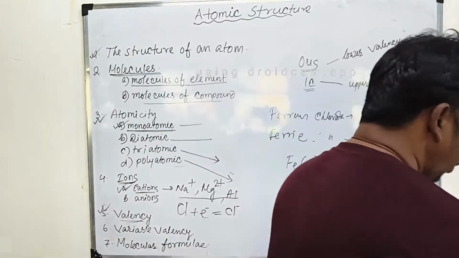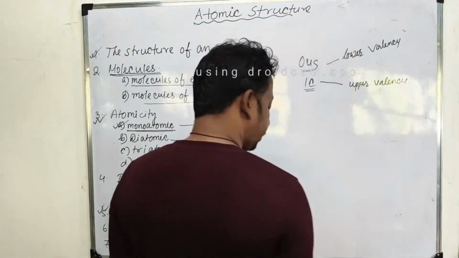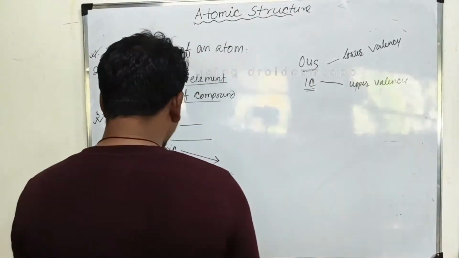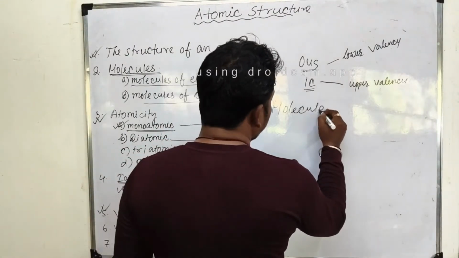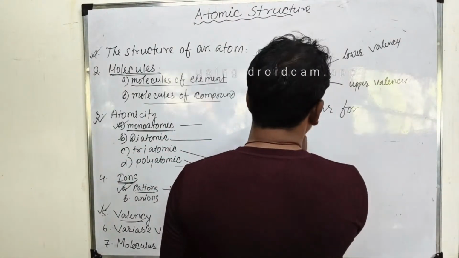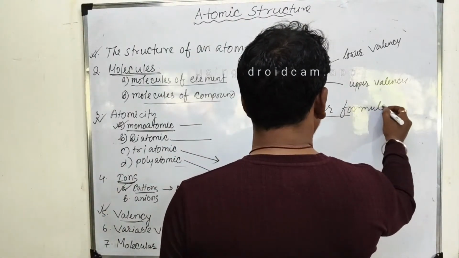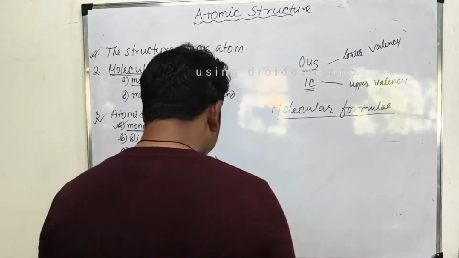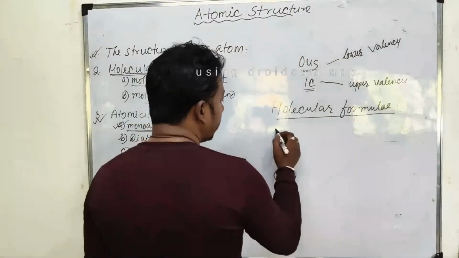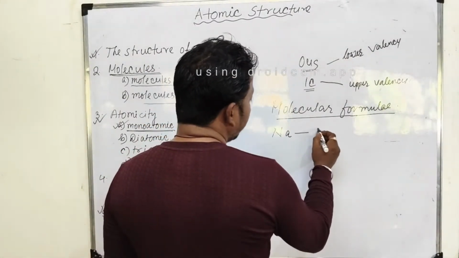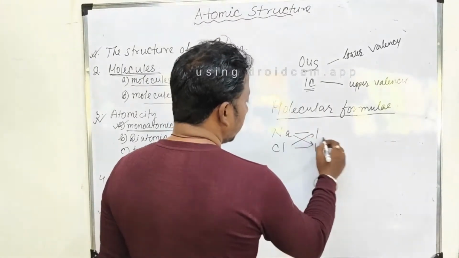How? Okay, now first we discuss the molecular formula, then it will be easy for you. Think about molecular formula. What is the molecular formula of sodium chloride? Sodium's valency is 1. Chlorine's valency is 1. Make a cross.